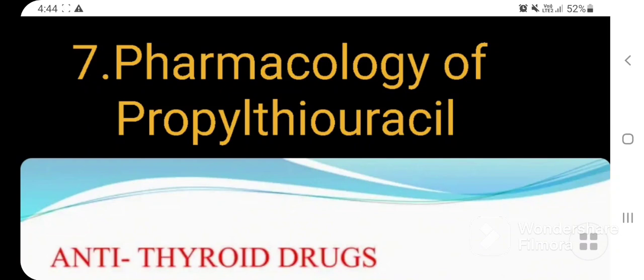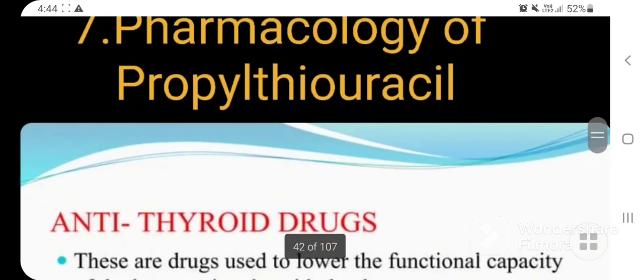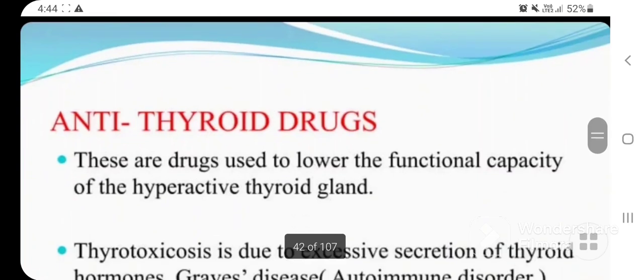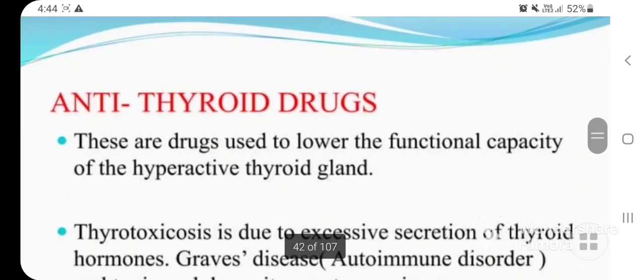Yes, the next question is the 7th one, that is pharmacology of propylthiouracil. So this propylthiouracil is an anti-thyroid drug. Clear? Let's study about this drug, propylthiouracil.